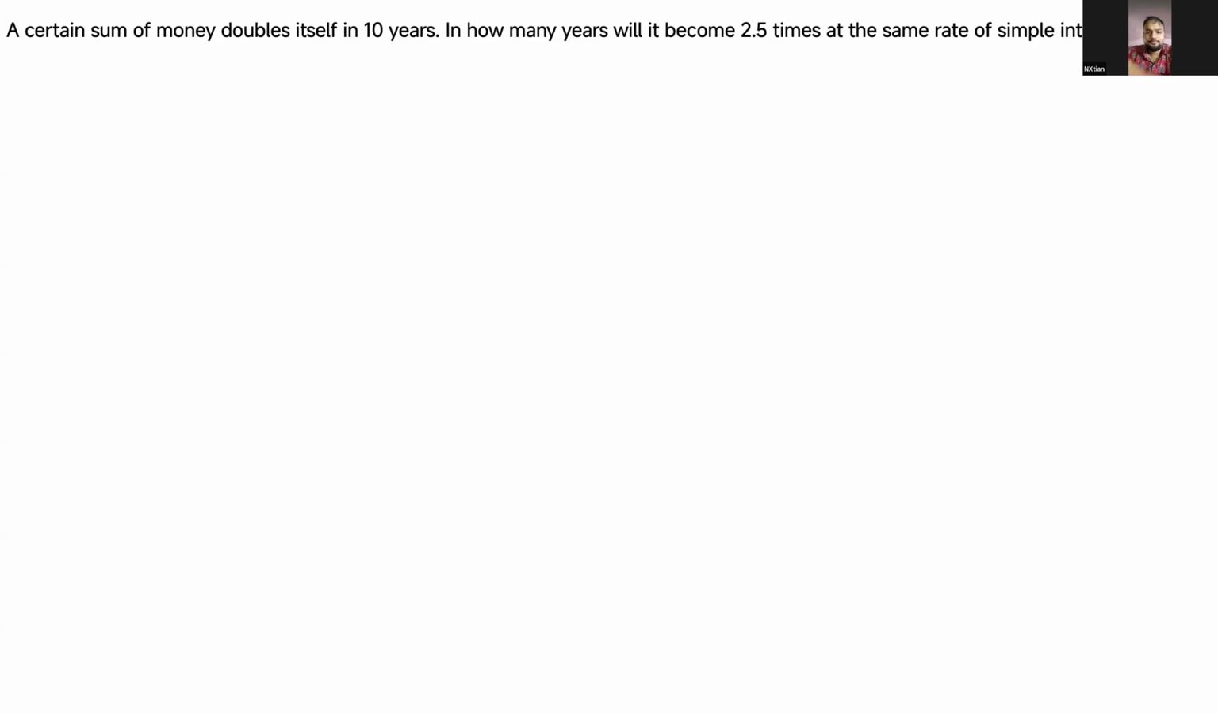Okay, can you read this? A certain sum of money doubles itself in 10 years. In how many years will it become 2.5 times at the same rate of interest? So we don't know the principal, we don't know the amount, we don't know anything. So what will you do? Any idea? You say the principal is X. Yeah, we'll take the principal as X.